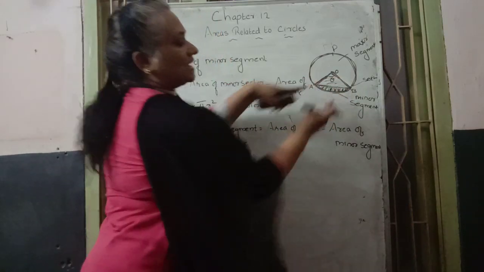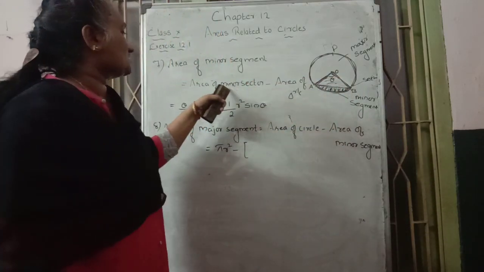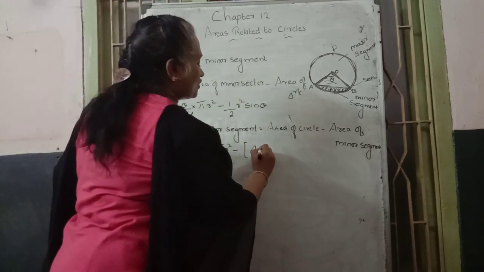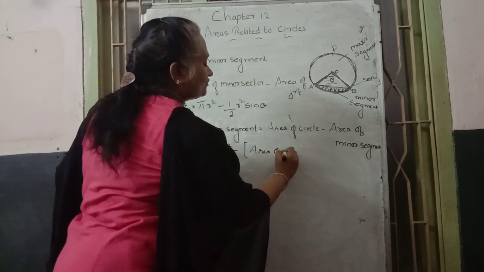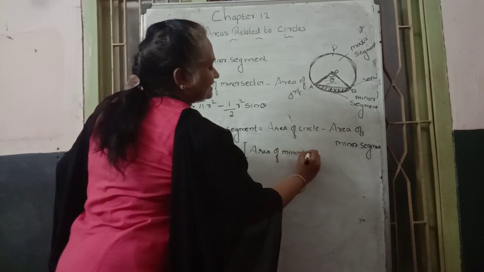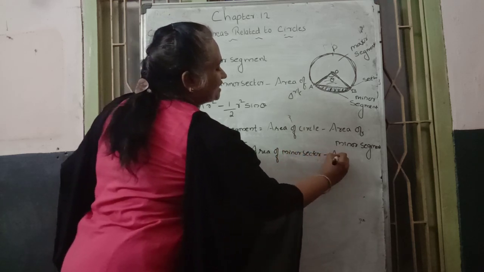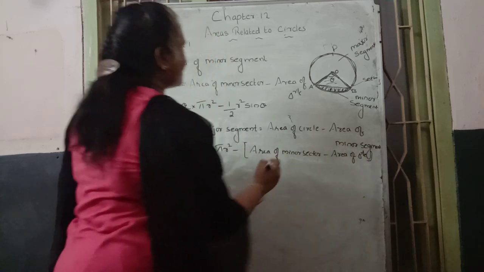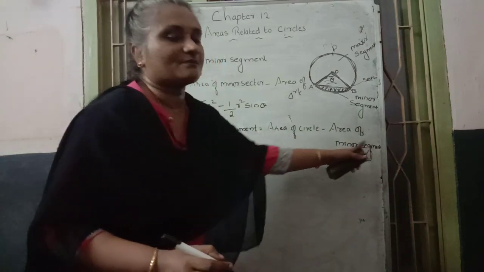We get a minor segment. Minor segment area, just before we learn that formula, right? The area of a minor sector is subtracted with the area of a triangle. We get the area of the minor segment formula.